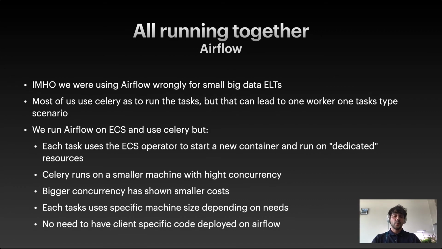So what we did is basically, nowadays we are running Airflow on ECS and we are still using Celery. But in our case, we also use the ECS operator to start a new container for every single task on dedicated resources. By doing so, our Celery machine now is much smaller and we allow for higher concurrency, right? So I think each of our workers is doing 10 tasks in parallel and it's not the smallest machine in AWS, but it's the next one.